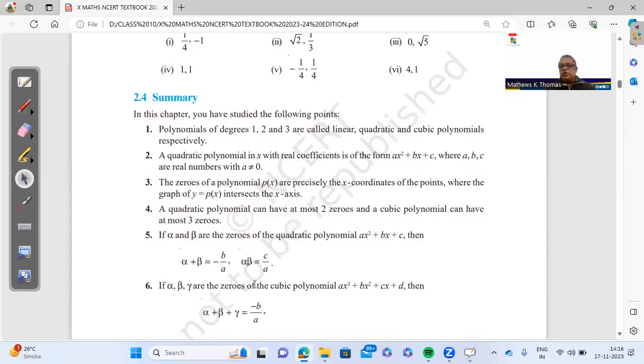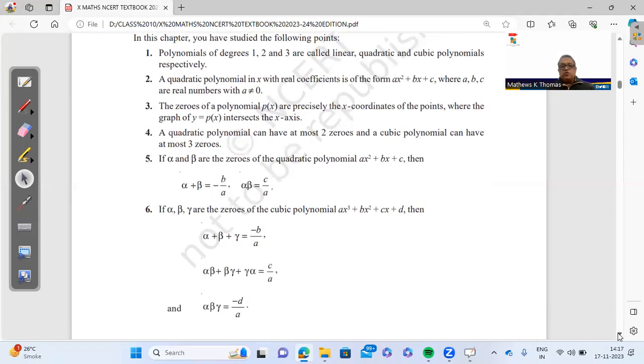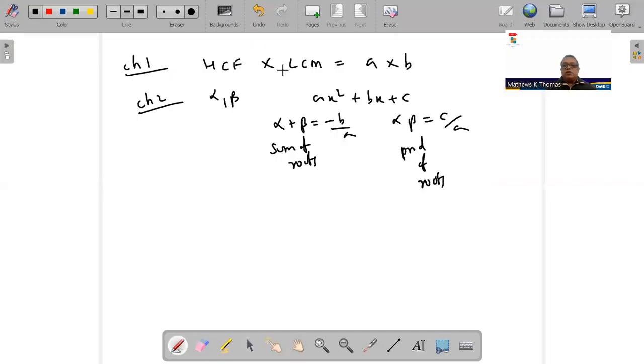Now cubic polynomial was there earlier in the previous book, but now it is not there. They have given it here in the summary, but there is no question based on this. So we have alpha, beta, gamma as the zeros of the cubic polynomial. I am not discussing that, because there is no question based on it. So again, in chapter 1, there is only one formula here, right?